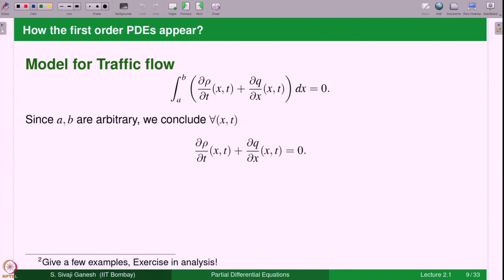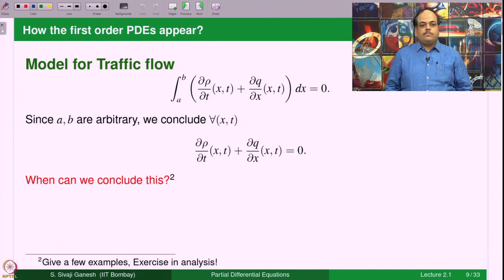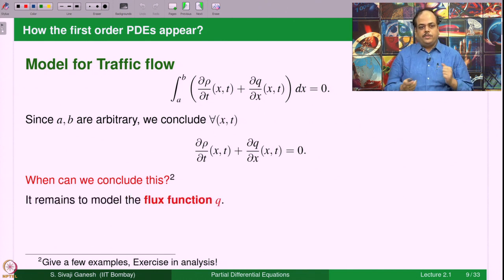This is an exercise in analysis. We would have encountered many such situations. For example, if you take a continuous function, integrate on any interval a b, and if the result is 0, then the continuous function has to be 0. And there are generalizations of this, for example, a locally integrable function. If you integrate on any set and the integral is 0, then the function must be 0. So, these are two typical instances where we can conclude this.